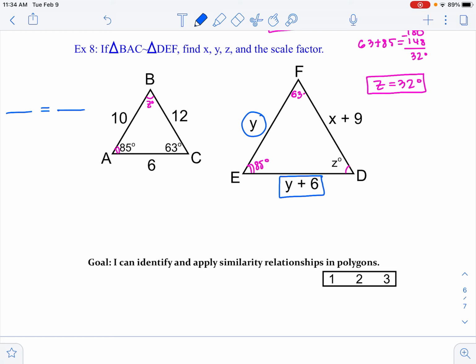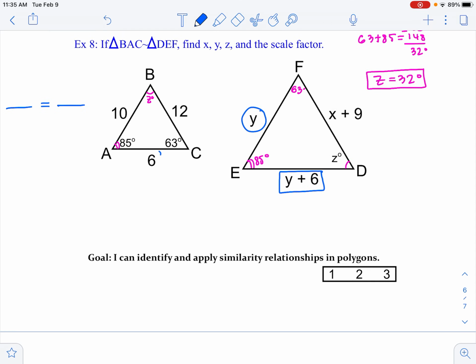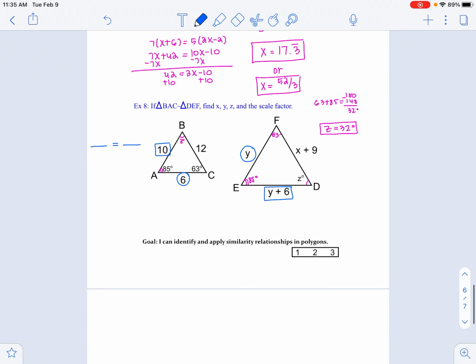All right, so I need to know what the one that's circled corresponds to. If you look, it's in between no tick marks and 2 tick marks, or in between my 63 and 85 degree angle. That would be corresponding to this side right here. I'm going to do the same thing with the y plus 6. Y plus 6 is in between 1 and 2 tick marks, which is this 10. All right, so now I'm ready to make a proportion, cross multiply, and solve it.